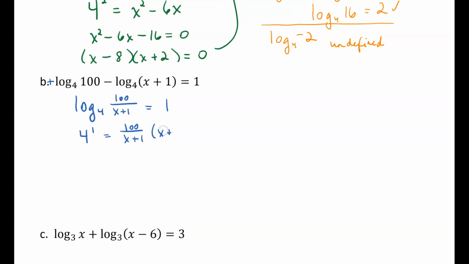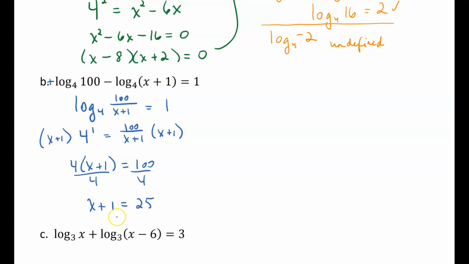Okay. So x plus 1 over there, x plus 1 over there. So 4 times x plus 1 is equal to 100. We divided both sides by 4 to get x plus 1 is equal to 25, which means what is x equal to? 24.